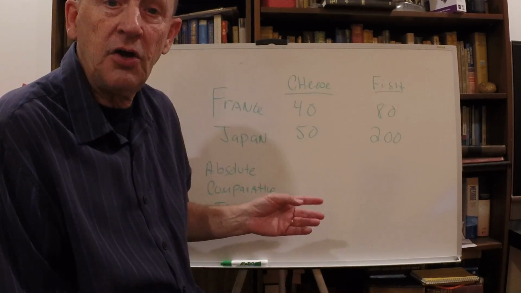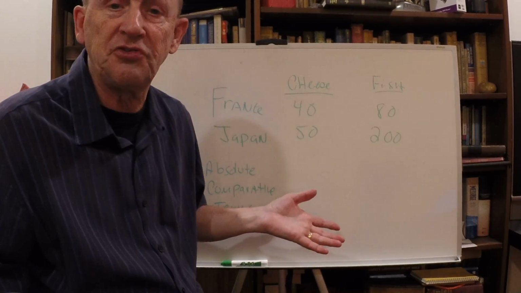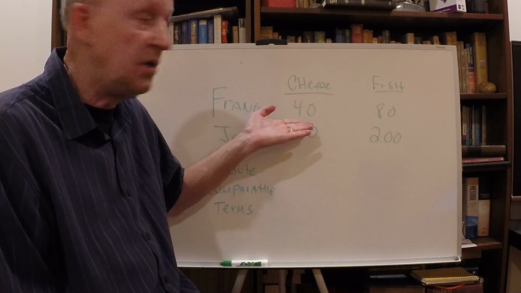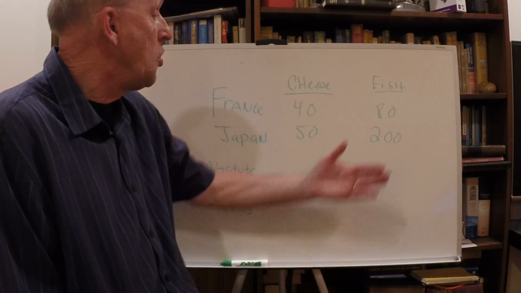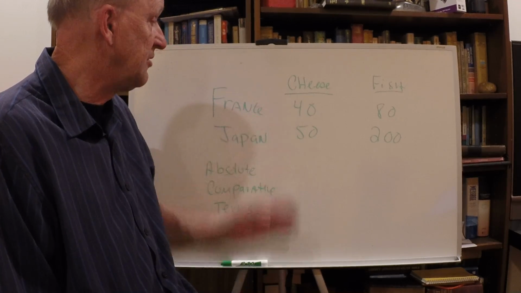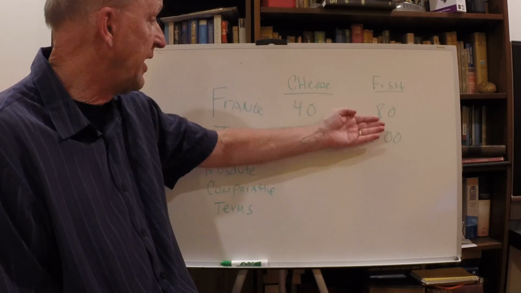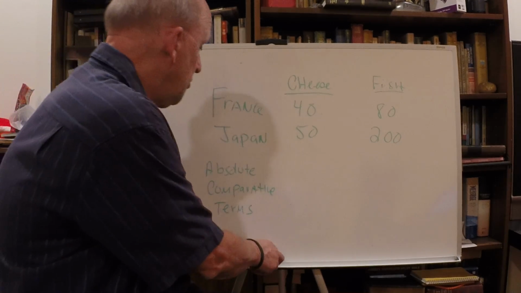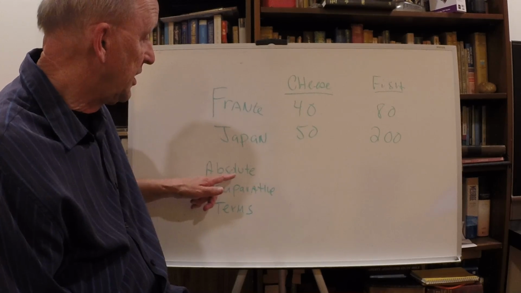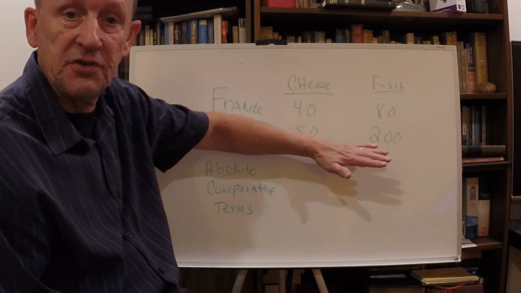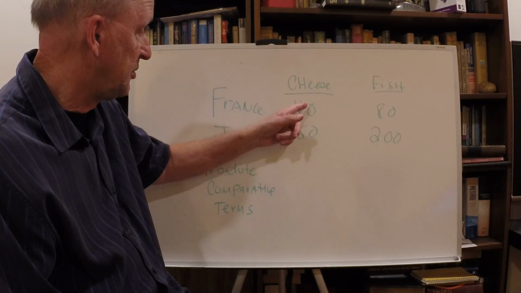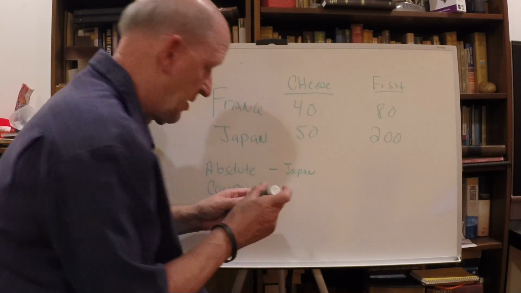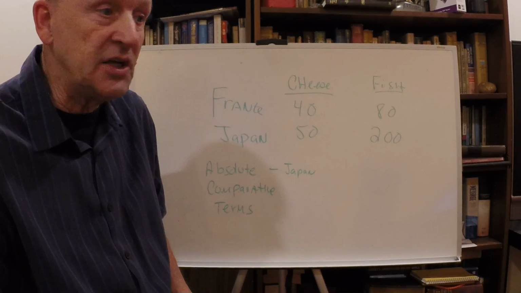So if we look to say, okay, who has the advantage, who produces the most cheese? France or Japan? And your answer would be Japan. 50 is more than 40, right? So then if you look under fish, you say, who produces the most fish? Japan or France? Well, Japan produces 200 tons, France 80. 200 is more than 80, so Japan does. So then we ask ourselves, who has the absolute advantage when it comes to this trade situation? And the answer is Japan can produce more cheese. Japan can produce more fish. Japan. Okay? But now we get to comparative advantage.